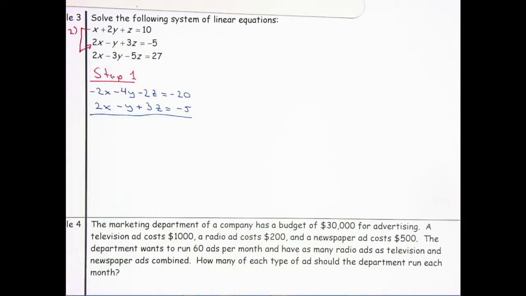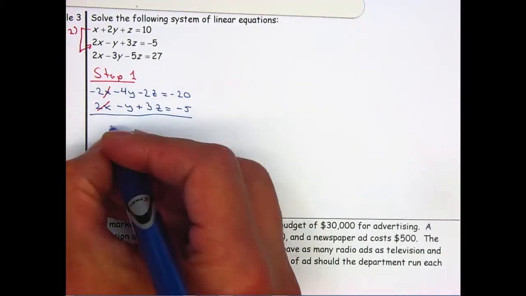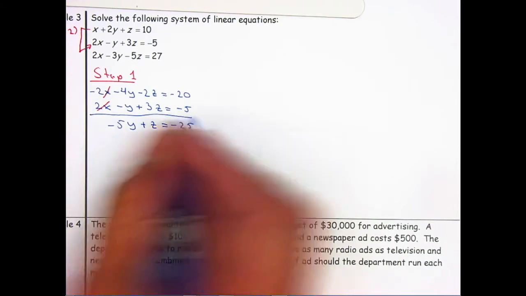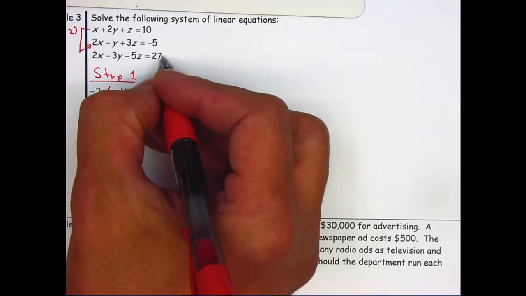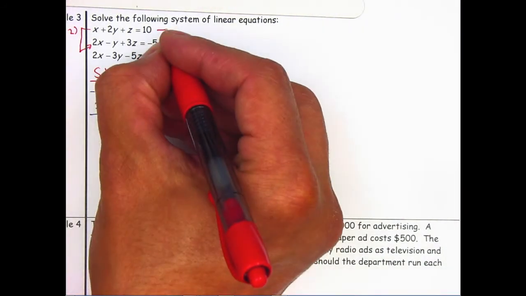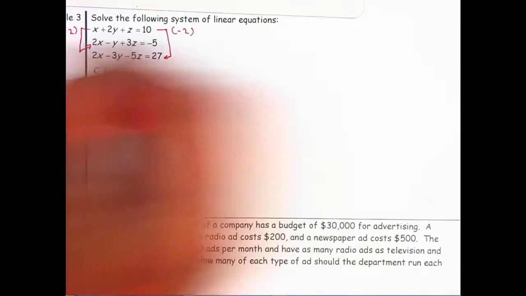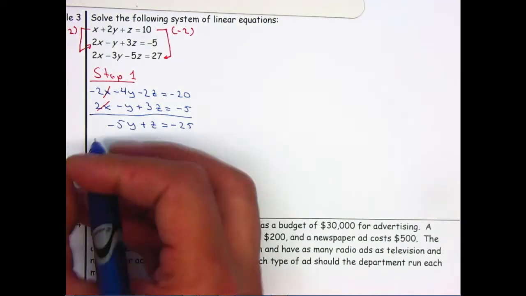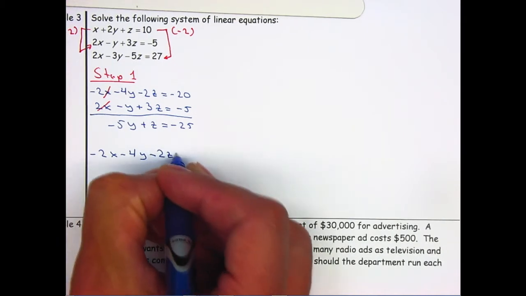If we add them, the x's will cancel. So that will give me -5y plus z is equal to -25. I want to cancel the x's again. So I'm going to grab the second one and the third one, you can grab them too if you want. And now I'll multiply by -2 once again. So that becomes a -2 and it cancels with a 2x. So that'll be -2x minus 4y minus 2z is equal to -20.